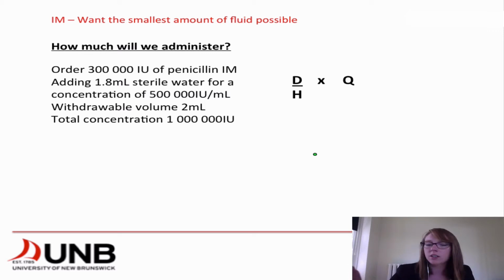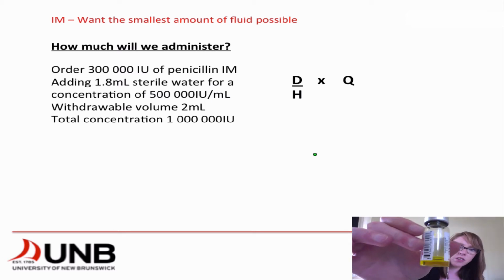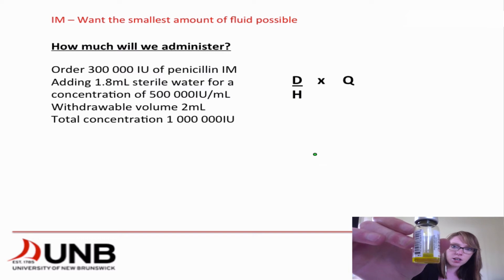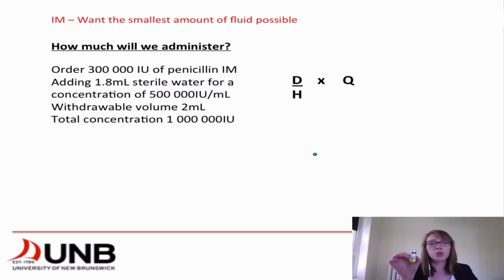You can see here that I've drawn up 1.8 mils of sterile water, and I would be injecting that into my powdered medication. Again, I just have Practi powder here, but once you add it, you have to mix it up, roll the vial gently between your hands, and this is what it's going to look like. Now that I've added the 1.8 mils of sterile water, I have 2 mils of withdrawable fluid in here. That's what that means. If we want to give this medication, now we have to do the math.